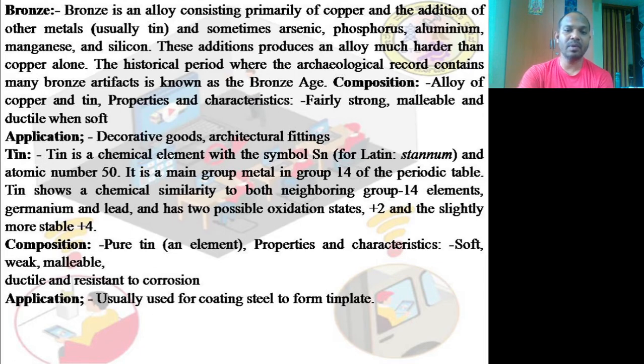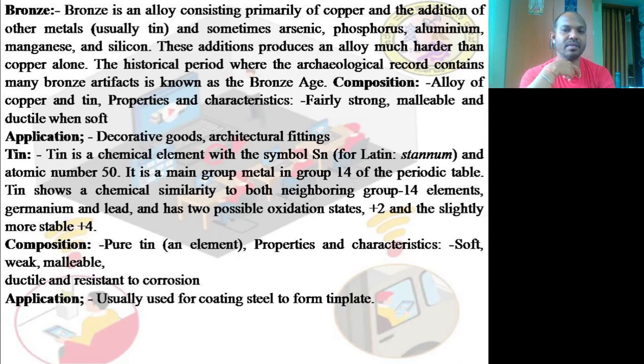Now, bronze is an alloy consisting primarily of copper, with the addition of other metals, usually tin and sometimes arsenic, phosphorus, aluminum, magnesium, and silicon. These additions produce an alloy much harder than a copper alloy alone. The historical period where the archaeological record contains many bronze artifacts is known as the Bronze Age.